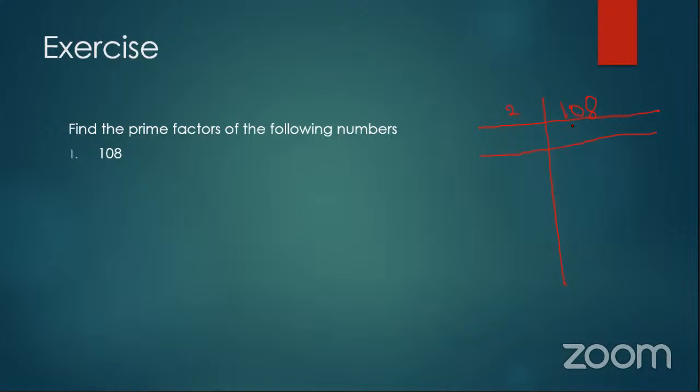54. So it is still divisible by 2. 54 divided by 2? 27. Is 27 divisible by 2? No. So we go to the next number, which is 3. 27 divided by 3 gives us 9.